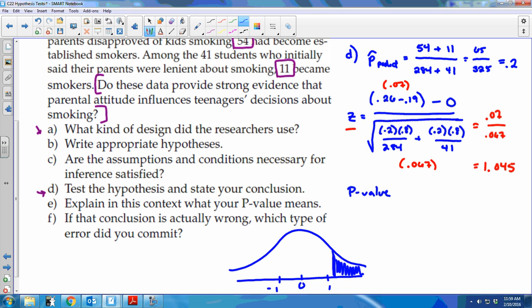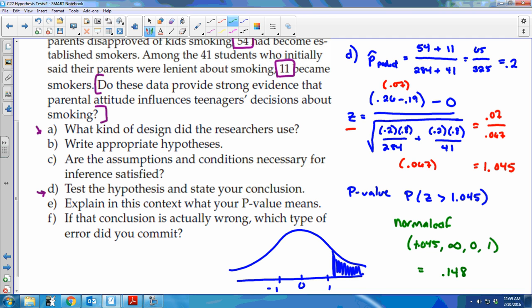So the correct notation for this is the probability that Z is greater than 1.045. That's what we're looking at. In your calculator, yes, you're going to do normal CDF. You're going to go from 1.045 to infinity. And we're going to use the mean and standard deviation as 1. And our p-value ends up being 0.148. Thank you for taking my word for it today. I don't want to type it all on my calculator over and over again. Excellent.